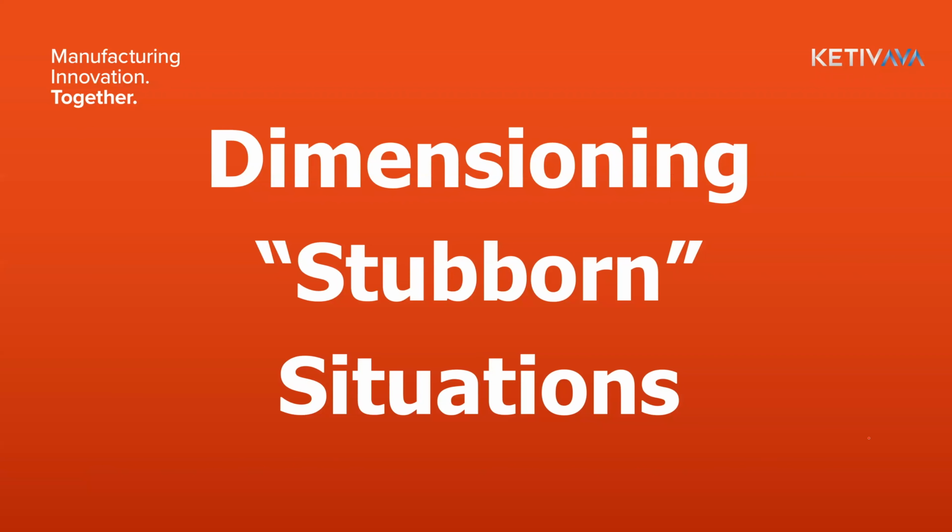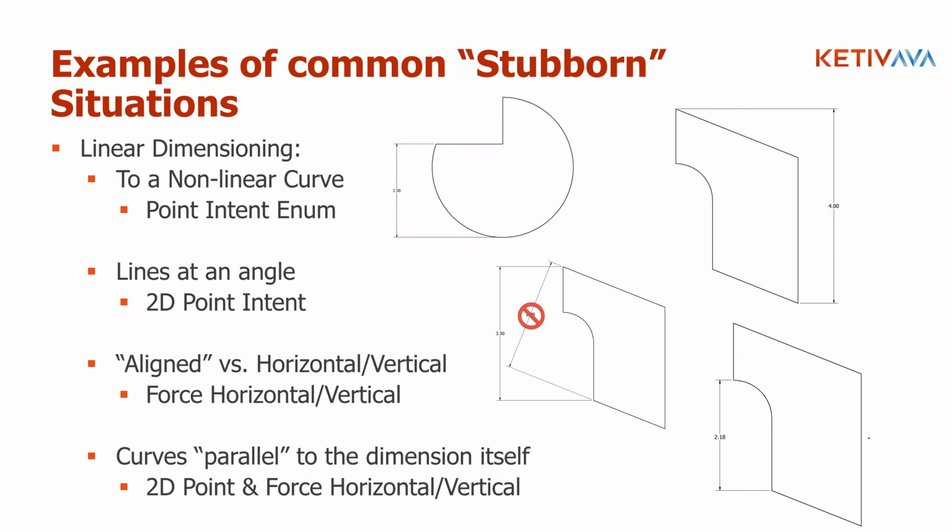Now, dimensioning stubborn situations. There really are three-ish, four-ish situations that we see come up a lot where folks struggle to get the dimensioning right using the Inventor API. The first is trying to create a linear dimension to a nonlinear curve. This example right here is a perfect example. That's a circular curve, and getting that point can be difficult sometimes, although the Inventor API has ways of making it easy, especially in a quadrant type of situation, okay?